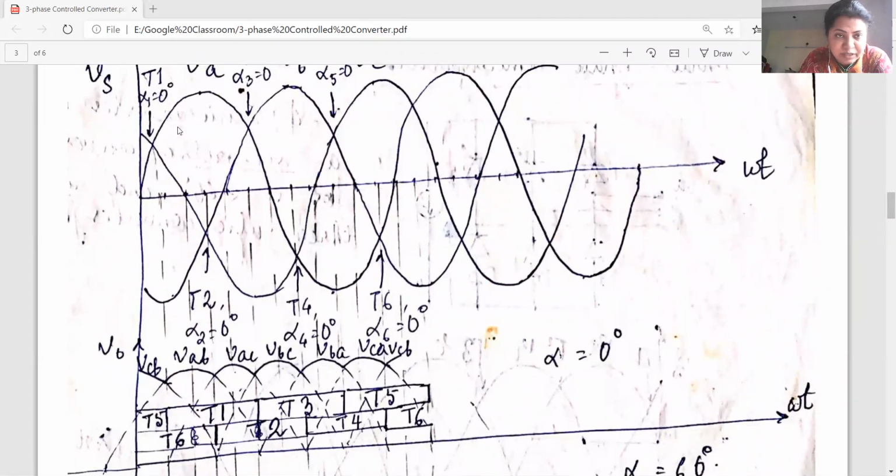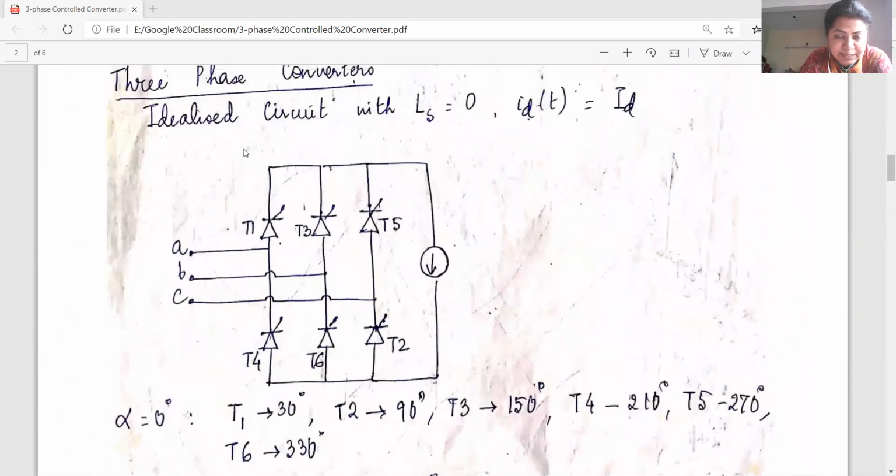Okay. Now these were the positive group thyristors. Here we have positive group thyristors as well as negative group thyristors. The positive group thyristors are T1, T3, T5, and the negative group thyristors are T2, T4, and T6. T1 is forward biased when VA is maximum positive, T3 is forward biased when VB is maximum positive, and T5 is forward biased when VC is maximum positive.